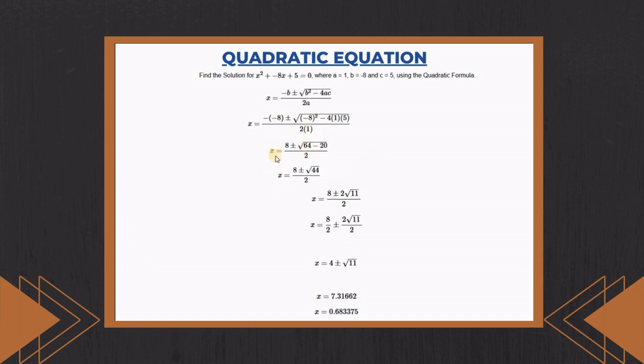So we get down here and we say x is equal to 8 plus or minus the square root of, and then 64 minus 20 would give you 44. So we have 8 plus or minus square root of 44 all over 2. Now this section here, when you get down here, because I have 44 here, I should actually say, okay, which number can I use to multiply?